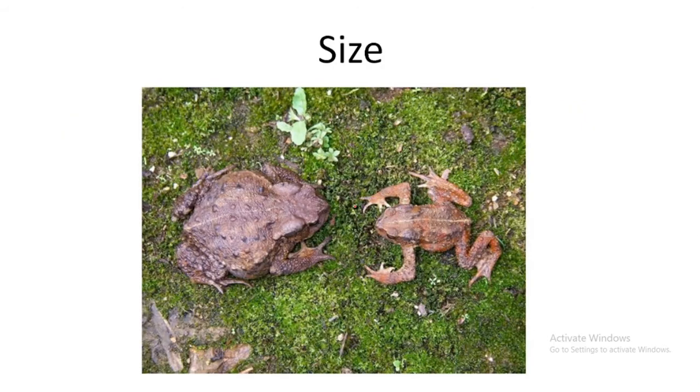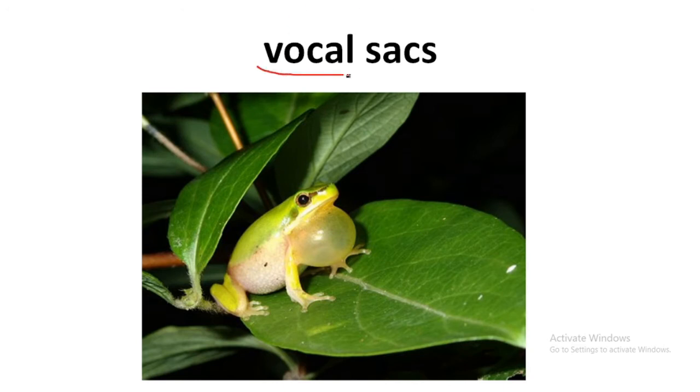Okay, so the first point is size. Here you can see the female is usually large in size in comparison to the male, meaning males are smaller and females are larger. Why is it so? Because during mating the male clamps on the back of the female and holds her very tightly, so he should not burden the body of the female during this mating process, right?